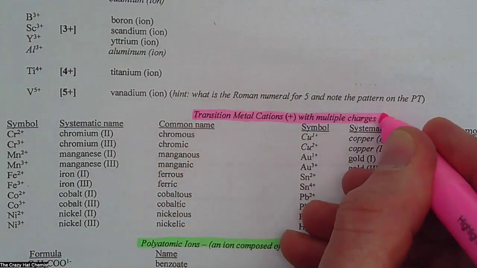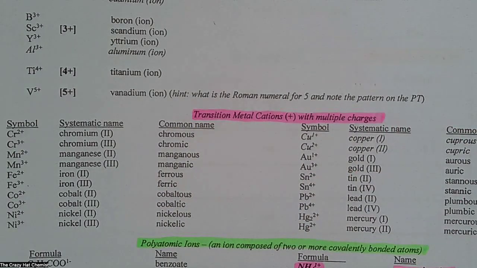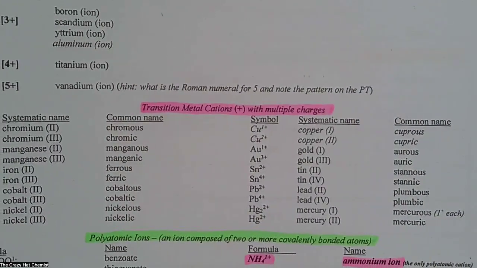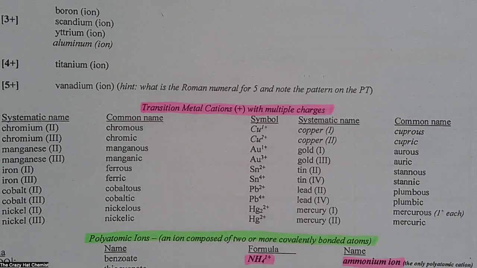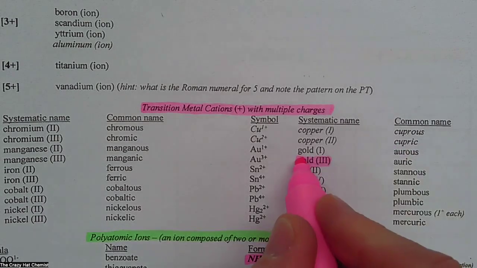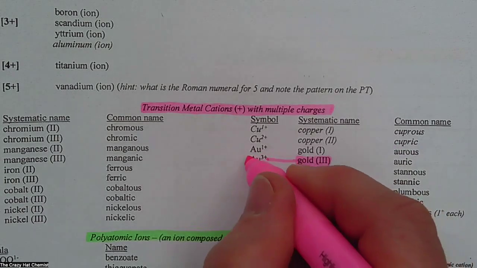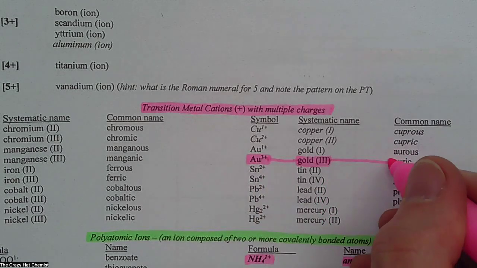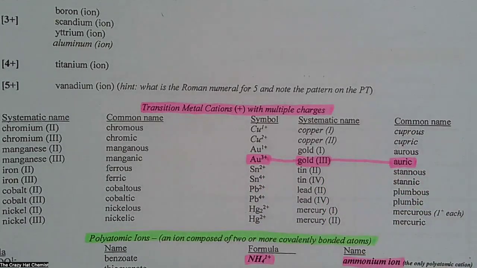These are ions that are cations that have more than one charge. They have common names, they have systematic names. And so gold, Roman numeral 3, is right here. What does that correspond to? Au 3 plus. What does it correspond to? Auric. So auric is the common name, and gold Roman numeral 3 is the systematic name. And then Au3 plus is actually what the formula is.